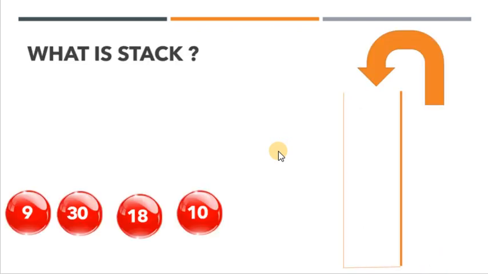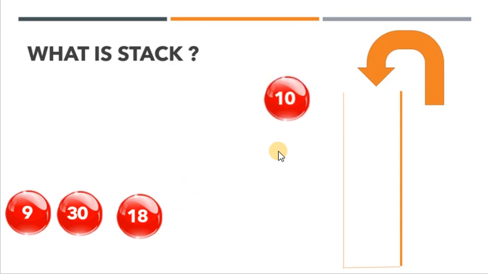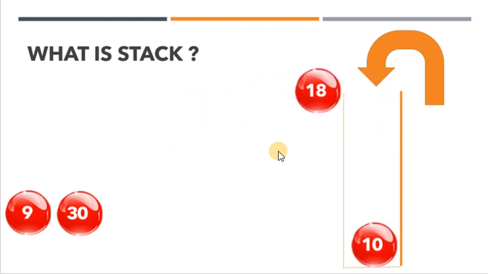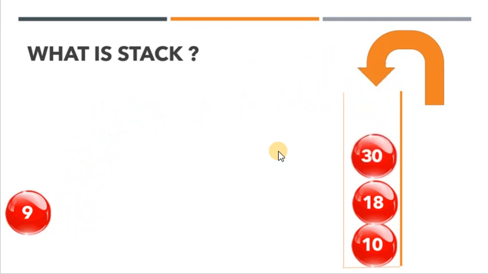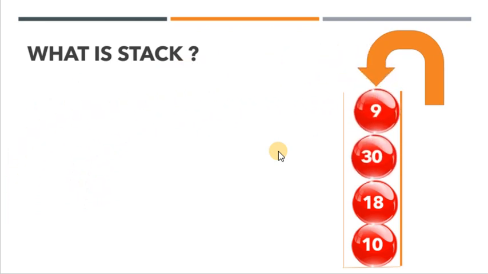Cool. Now look at this example. I'm going to stack these balls into the cylindrical container. 10 goes in, 18 goes in, and finally 9 is also there. I have now created, yes, a stack of balls. So here also I'm using the word stack. What exactly is a stack then? How can we define a stack in technical terms of Python?